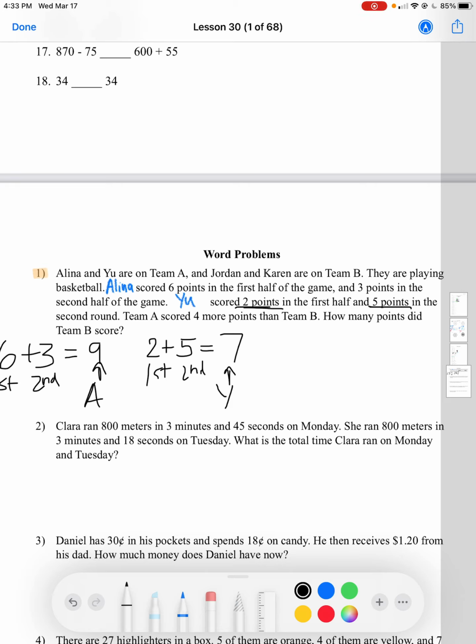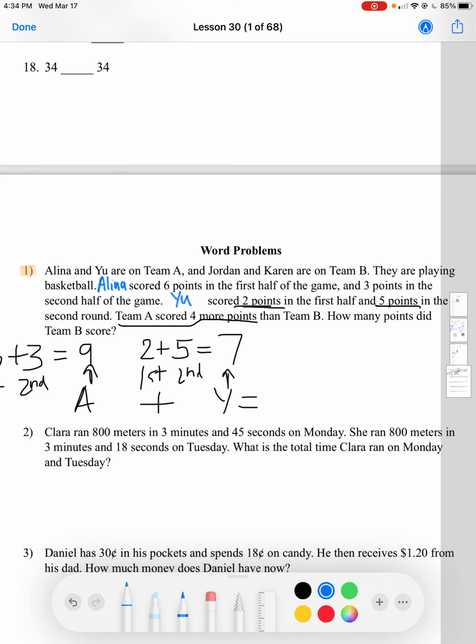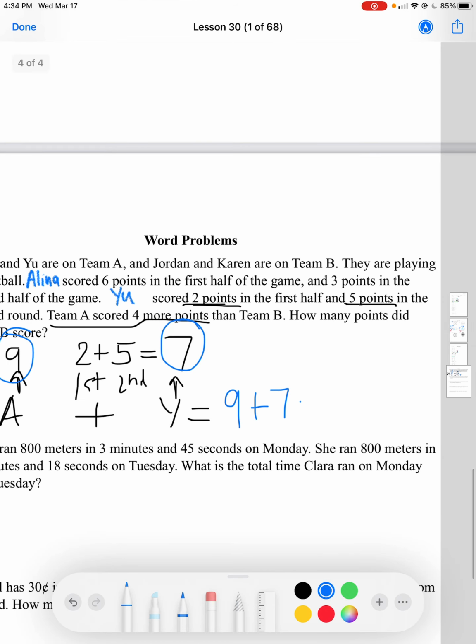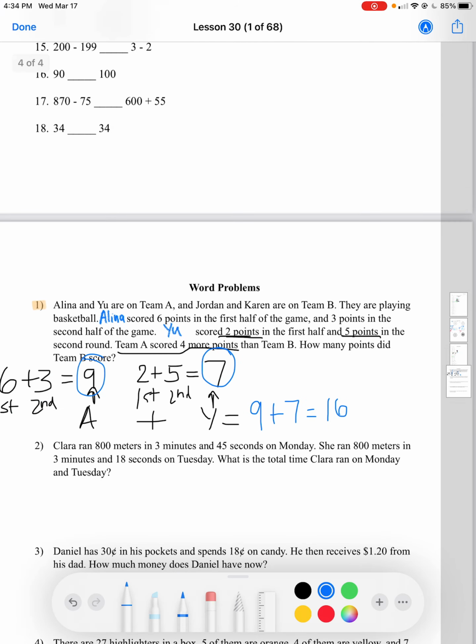And it says that Alina and you are on team A, and team A scored 4 more points. So we're going to find out the total for team A. To do that, we're going to add Alina and you together to find team A because they are the only ones on team A. So we'll add their points, 9 and 7. 9 plus 7 is just 16. So we found out how much team A scored.